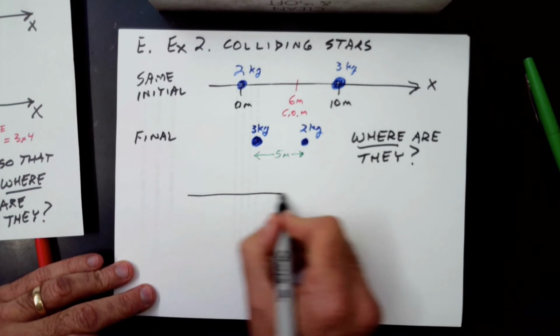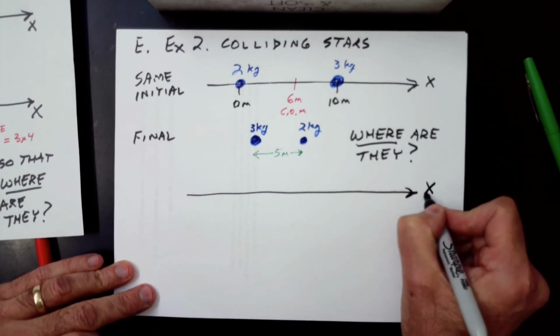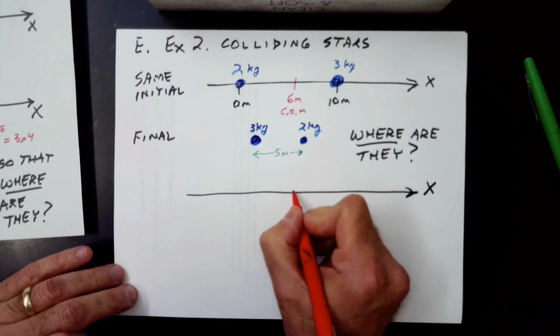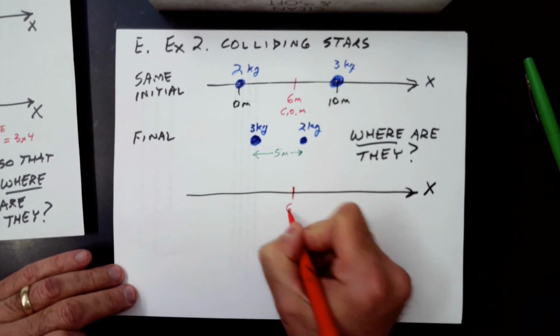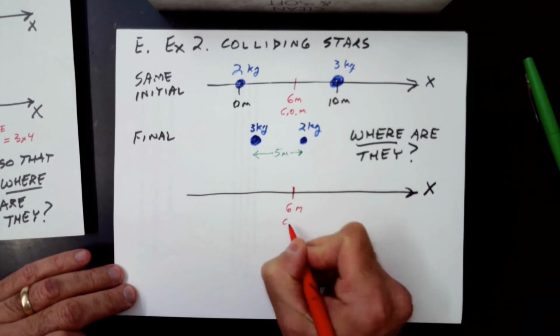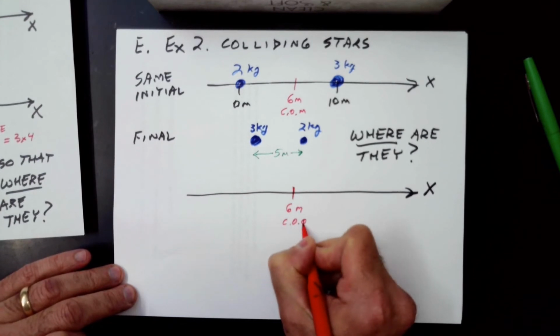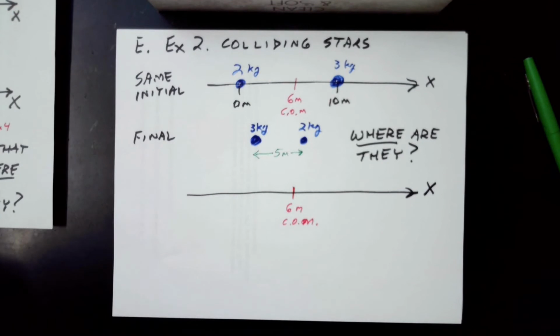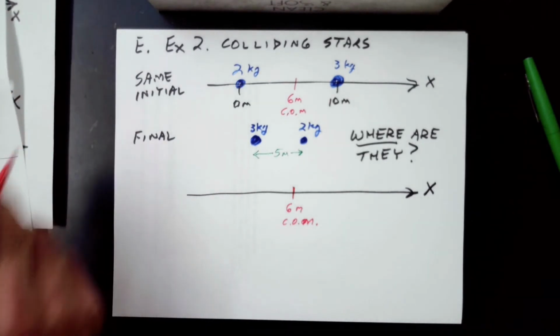Once again, make an x-axis, and the whole thing starts with the center of mass being at 6. There are no exterior forces on this, so the center of mass cannot be in any other location other than the 6 meter mark.